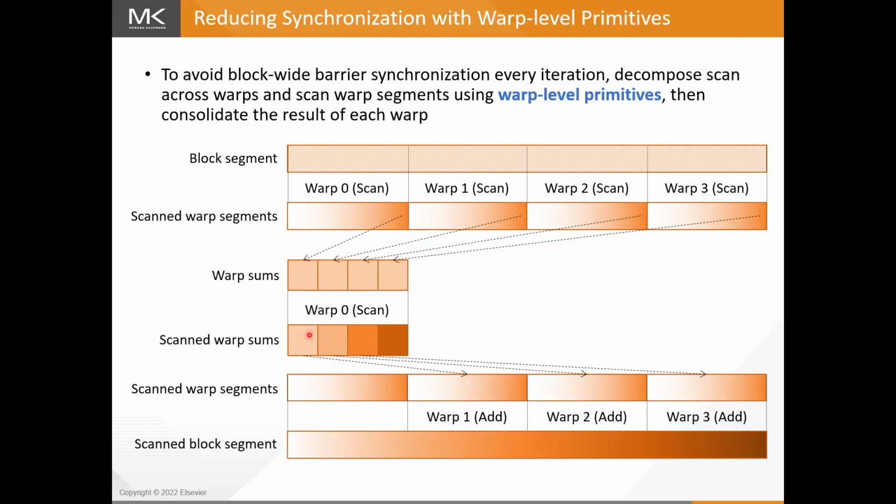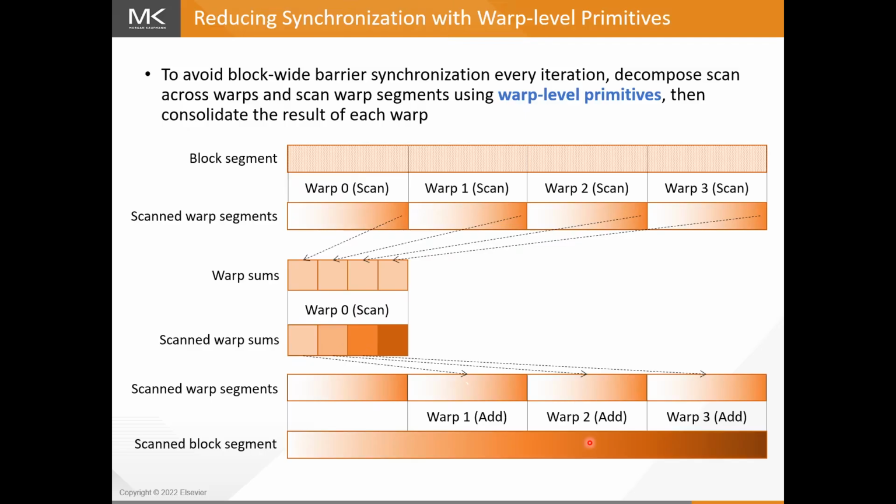And when one warp scans those, now the first element is the sum of the elements in warp 0. The second element is the sum of the elements in warp 0 and warp 1. The third element is the sum of the elements in warp 0, warp 1, and warp 2. So then each warp now is going to take the element in these scan sums that represents the sum of the elements in all the previous warps, and it's going to add it to its own elements to get the final result. Is that clear?